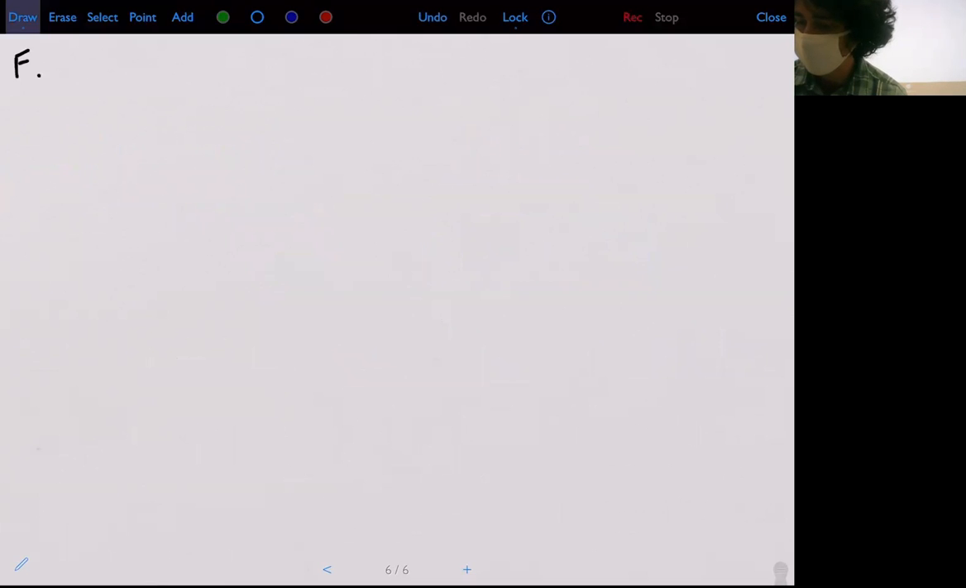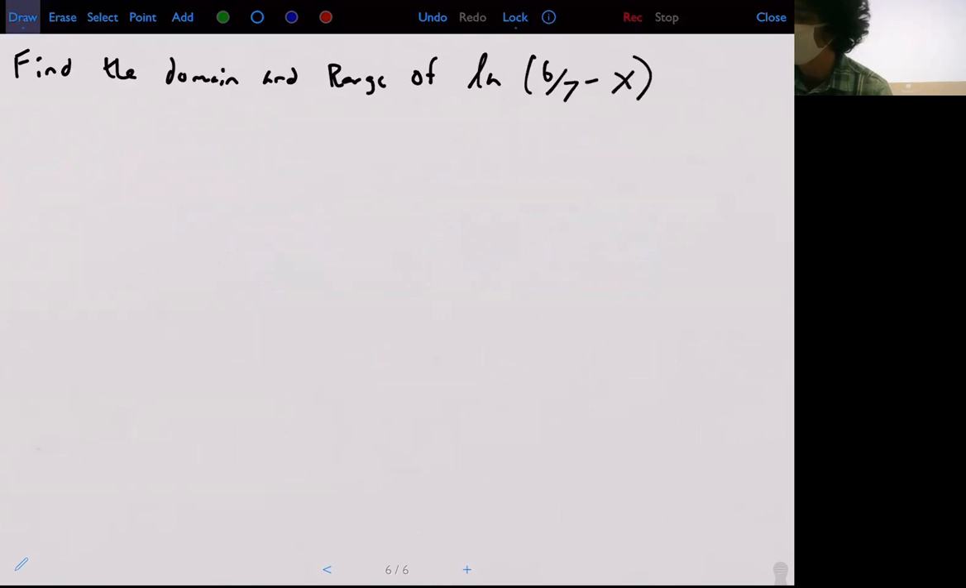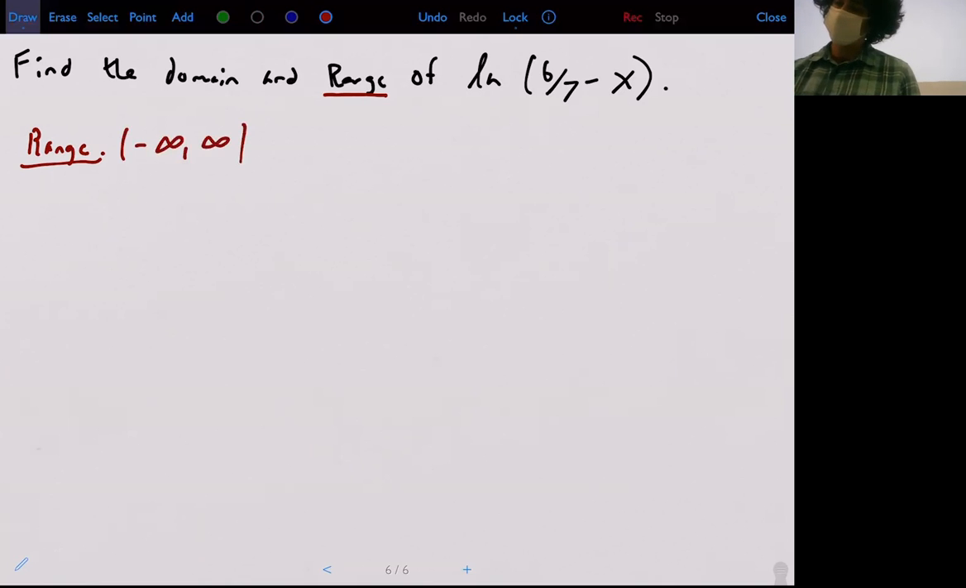In this next problem, we want to find the domain and range of the natural log of 6 divided by 7 minus x. And we can find the range pretty quickly. And this, again, follows from the fact that the range of any logarithm is always all real numbers. So we're done with the range. We want to find the domain. And this part is the tricky part.